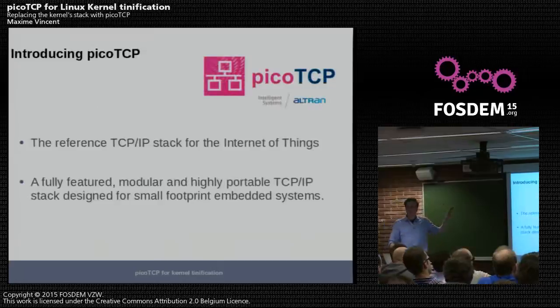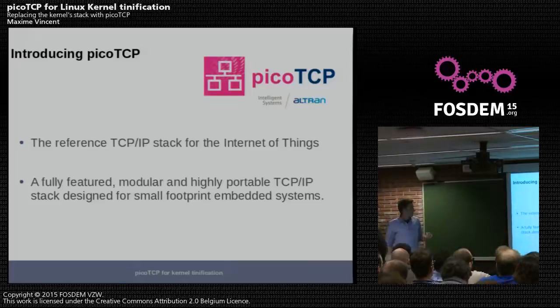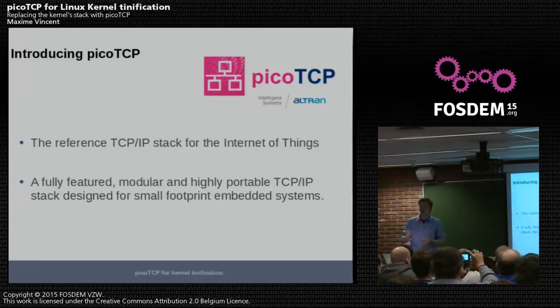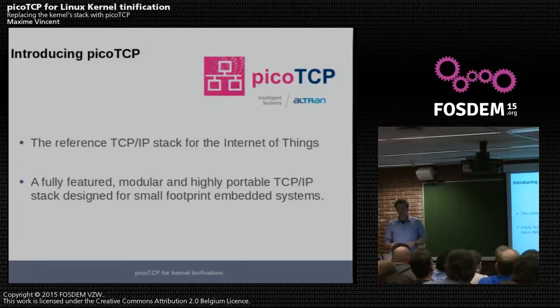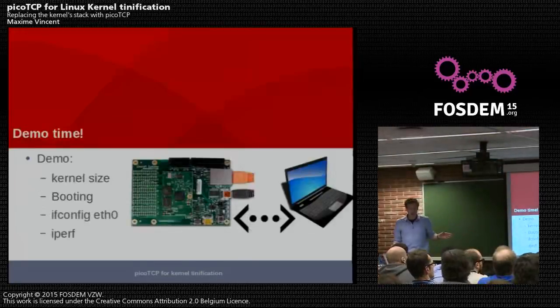We've got this project that's called PicoTCP. It's a free software project that's backed by the company I work for, and we want to promote this stack as the reference TCP/IP stack for the Internet of Things. It's a stack that's fully featured. There's really a lot of features in there, but it's also very modular, so you can select every single thing that you want or don't want in. And it's highly portable. It runs on anything from an 8-bit AVR up to a 64-bit server computer. You can run it inside an operating system or just bare metal. And now you can also run it inside the Linux kernel instead of the TCP/IP stack that's by default in the Linux kernel.